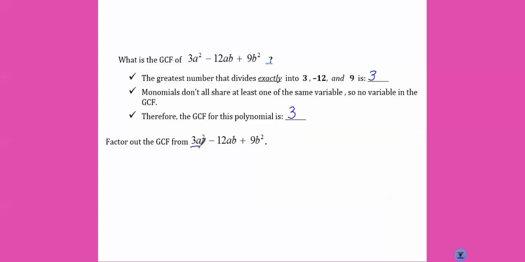So to factor it out, we're going to divide all the terms by 3. 3 goes on the outside. 3 divided by 3 is 1, so we just have a squared. Negative 12 divided by 3 is negative 4ab, plus 9 divided by 3 is 3b squared.